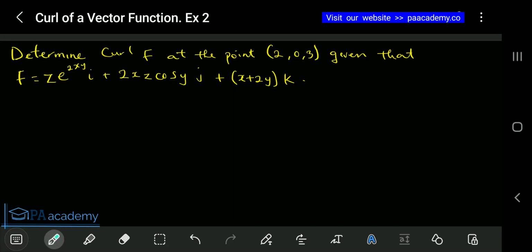So right here is the second example we are going to be looking at under curl of a vector function. The question says, determine curl f at point (2, 0, 3), given that this is the function: z exponential 2xy i plus 2xz cos y j plus (x plus 2y) k. Before we get started, don't let the cos, the exponential, and how long the function is scare you. Once we simplify it, you'll see that it's not really something that you should worry about that much.